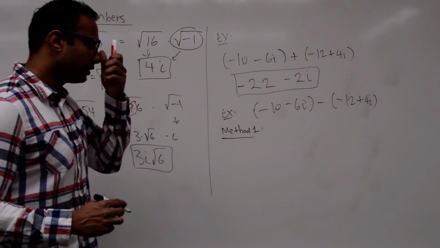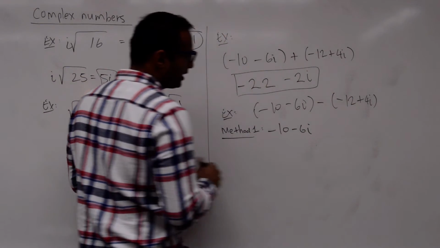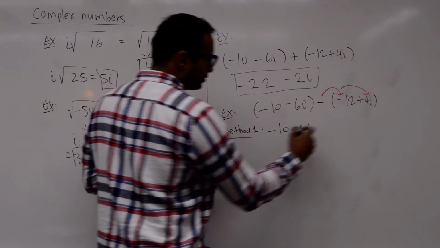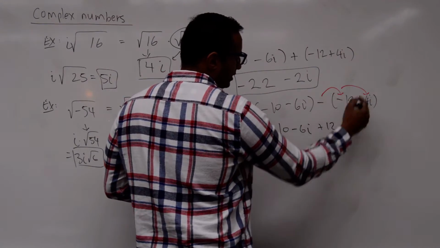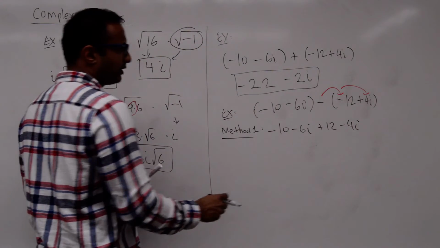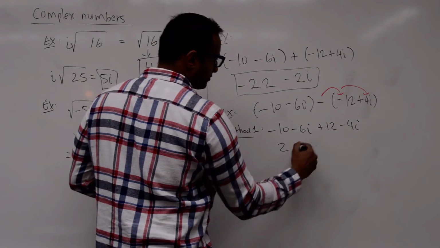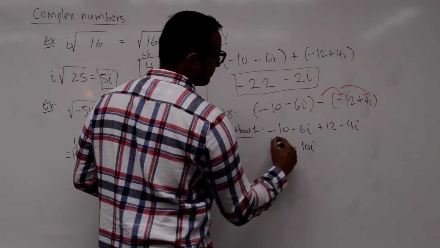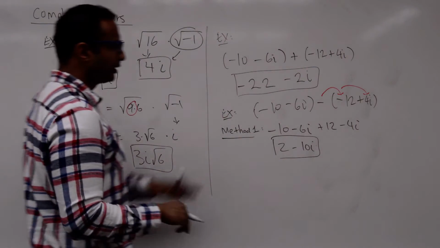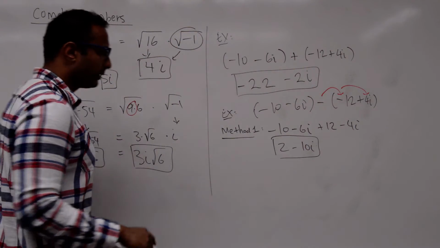Okay, method 1, you can rewrite the whole thing. So you can write negative 10 minus 6i. You can take the negative and you distribute that. So this will give you a positive 12, and a negative times positive is negative 4i. You combine like terms. Negative 10 plus 12 is 2. Negative 6 minus 4 is going to be negative 10i. Okay, that's one way of doing this. So in the first method, you distribute the negative, rewrite the whole thing, combine like terms.